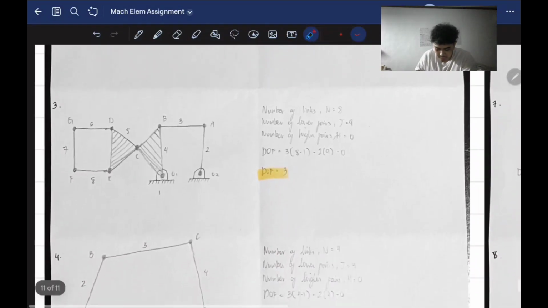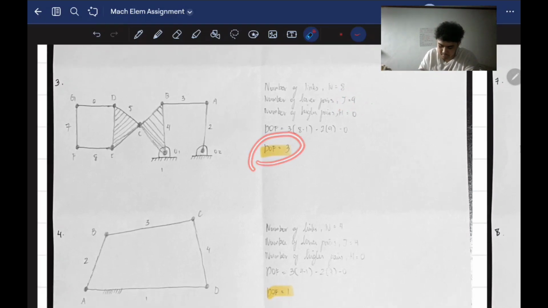For number 3, we have this mechanism and the number of links totals to 8. And the letters we have go up until G. We add also another 2, which are the O1 and the O2, which totals to 9 lower pairs, and we don't see any other higher pair. So in putting that into the equation, we get a degree of freedom 3.